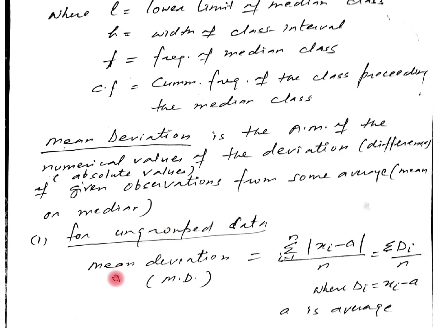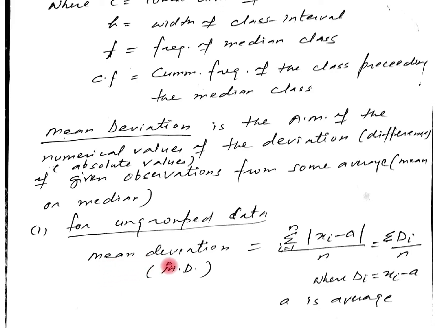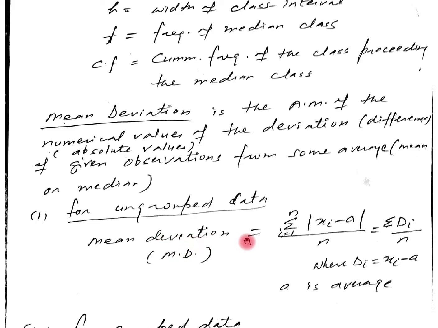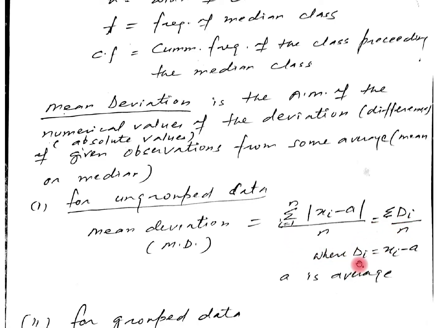For ungrouped data, the mean deviation, shortly denoted by MD, is calculated by the formula sigma modulus of xi minus a. That is the sign of modulus. This shows all the values are positive. We have to take only the numerical value. The formula for mean deviation is sigma modulus of xi minus a upon n, where i runs from 1 to n and can take any number of values. Or we can write sigma modulus of di upon n, where di equal to xi minus a, where a is the average. It may be the mean, it may be the median.